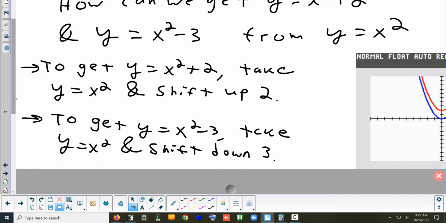So both of these are what we call translations. They are shifts. They don't distort the parabola at all. They take what you have, and it just moves it somewhere else.